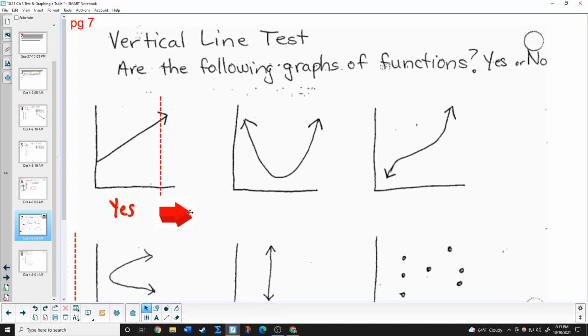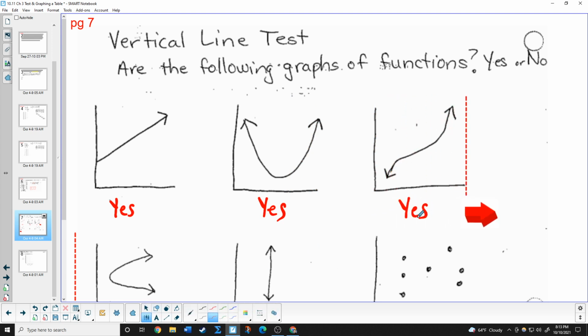Let's keep it going through to this one. Okay, this once again never touches twice. Again, we ignore the arrows. So this is a function as well. This one right here is a little more questionable, especially at the beginning and end. Nope, still good. Still good here. So this is still a function as well.